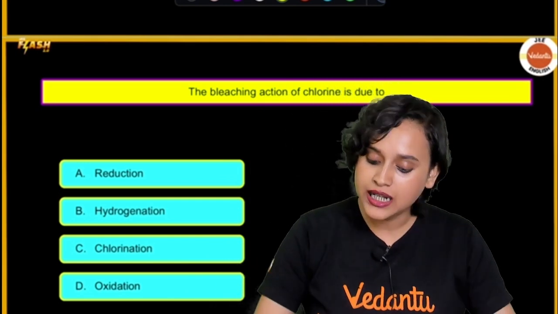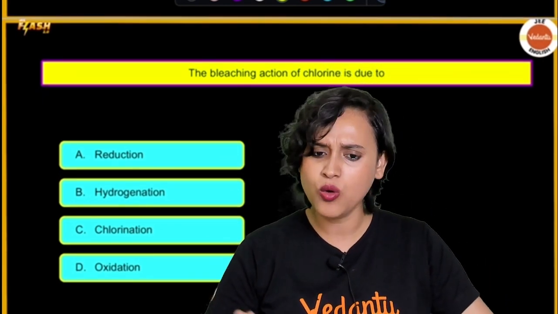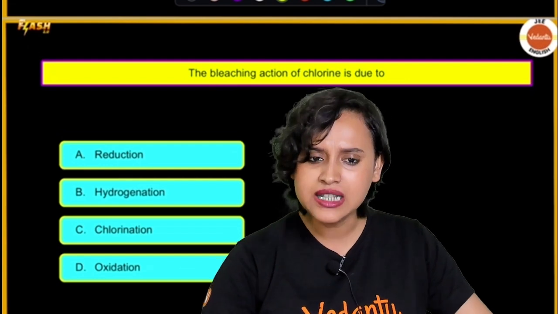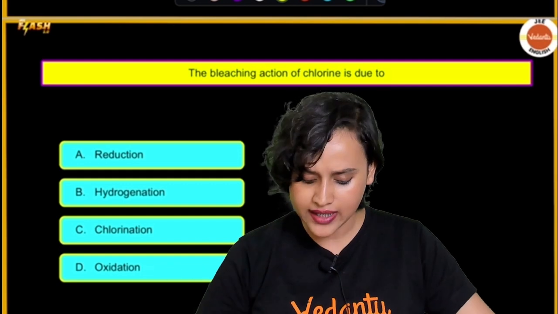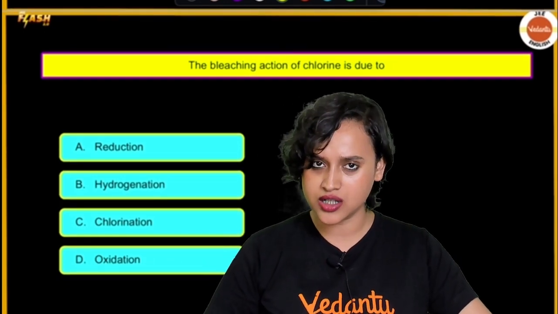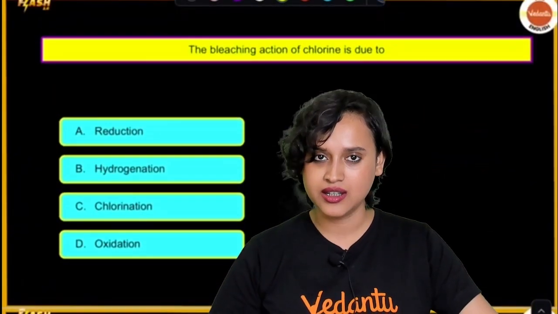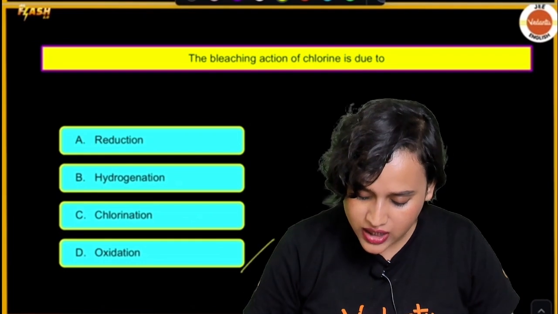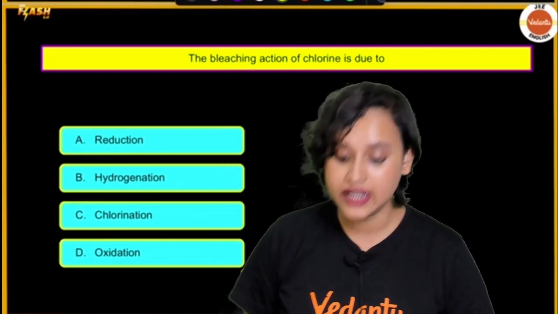Now, the bleaching action of chlorine is due to what? Reduction, hydrogenation, chlorination or oxidation? Guys, it has to be oxidation, isn't it? Yes, it has to be oxidation. The bleaching action of chlorine is due to oxidation.